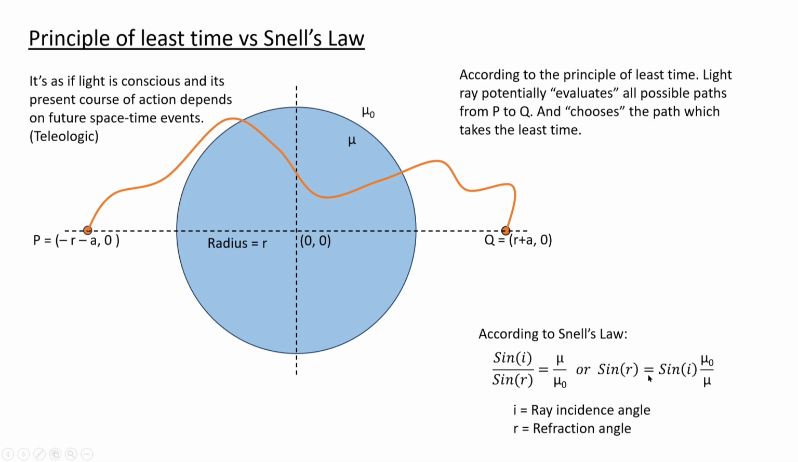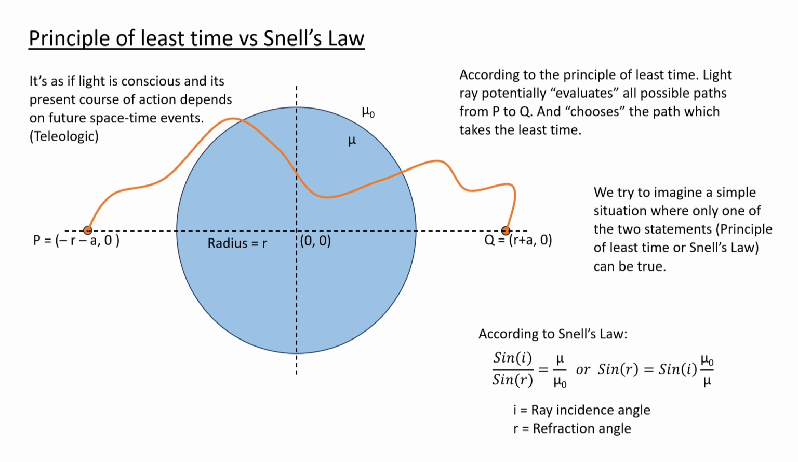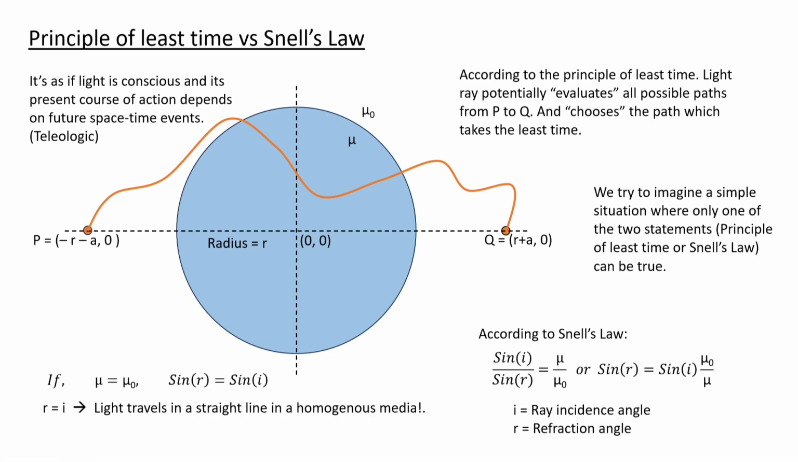But according to Snell's law, sin i by sin r equals a constant, mu by mu naught, or sin r equals sin i into mu naught by mu, where i is the angle of incidence. It's measured with respect to the normal to the interface at that point, and r is the refraction angle. So we are trying to imagine a simple situation where only one of these two statements, the principle of least time or Snell's law, can be true. We're trying to imagine such a simple situation here.